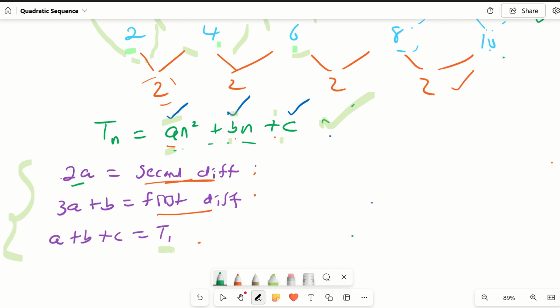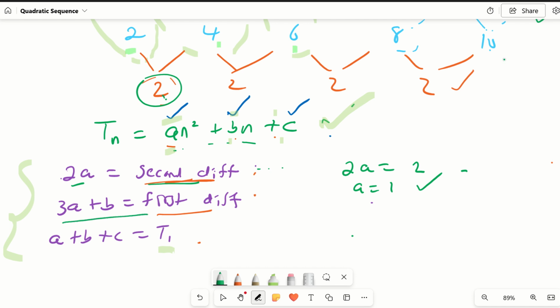Let's find A first. We're going to use the first formula. We're going to go 2A equals second diff, coincidentally is 2. It's not always 2, could be 3, could be 4, could be whatever number, right? It's just a coincidence that we have it as 2 in this case. So therefore A will be equal to 2. We divide both sides by 2. 1, sorry. We divide both sides by 2. Okay?